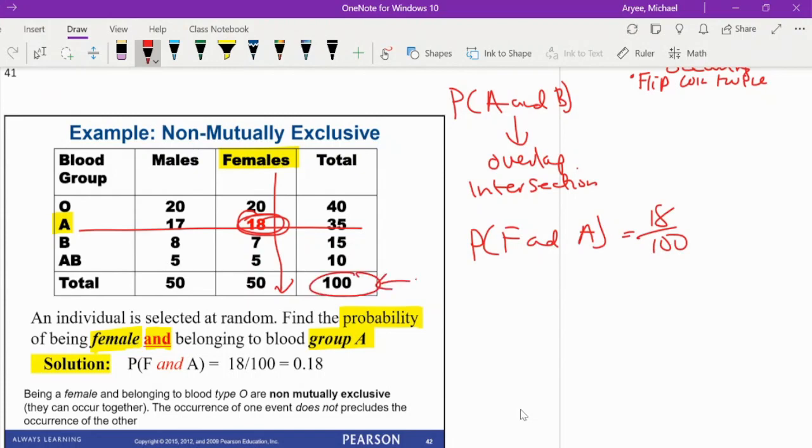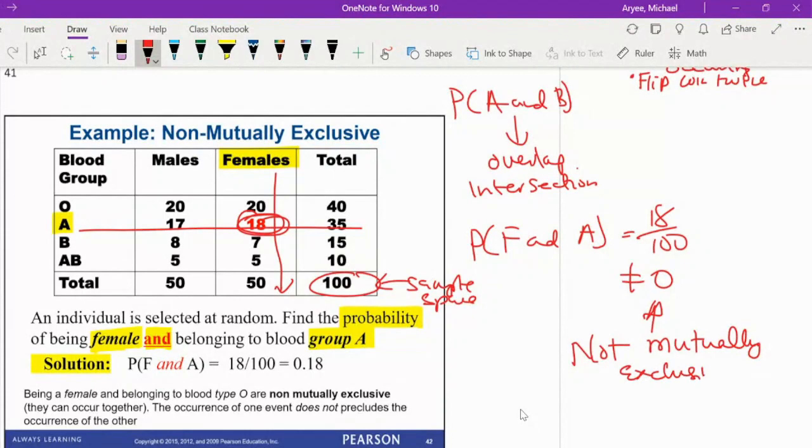Now, this is a sample space. The fact that these two have a value means that this is not zero. If it's not zero, it means that they are not mutually exclusive. They are not mutually exclusive.